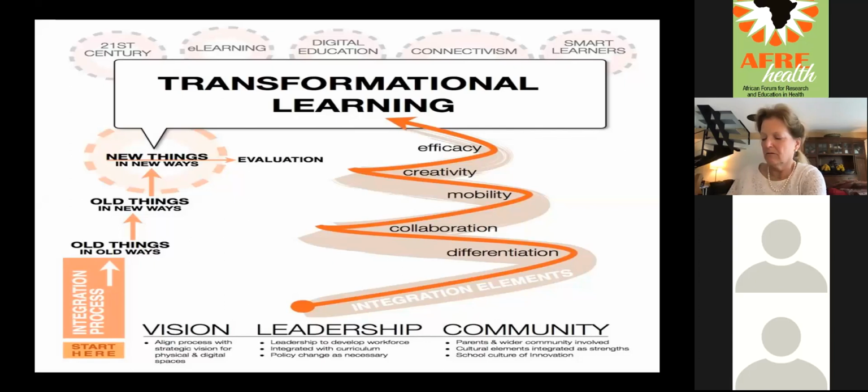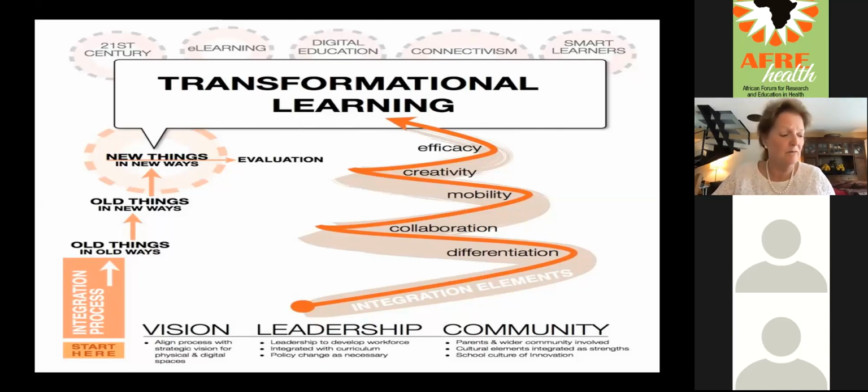It's very, very important. Many of us come from very communal communities. We are less individualized like the global north, more of the community. Understand that people come from a village, and the way they say, it takes a village to raise a child. What are the issues within the community? We need to be able then to be creative, to be mobile, to collaborate, to differentiate, all of this together leading to transformational learning. If we do the old things in the old ways, it's not going to help us.